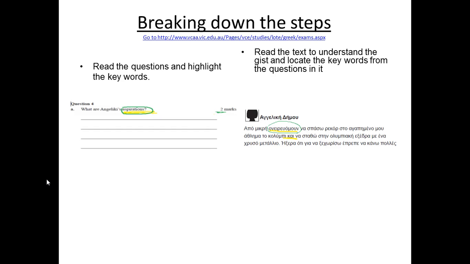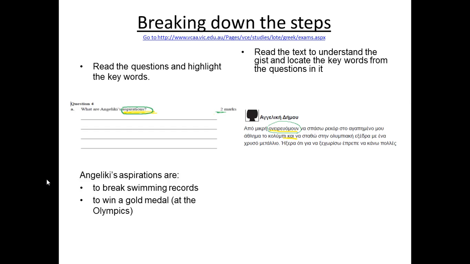Here, for example, we have the word onirevomun, that basically indicates aspirations. So we know that the answer is going to be in these lines, and because the mark allocation is 2 marks, we have to try and find two things to put in our answer. And basically here we have the conjunction ke that identifies that we have to continue the entire sentence. And the response here is, Angeliki's aspirations are to break swimming records and to win a gold medal at the Olympics. And basically it's the entire first line.